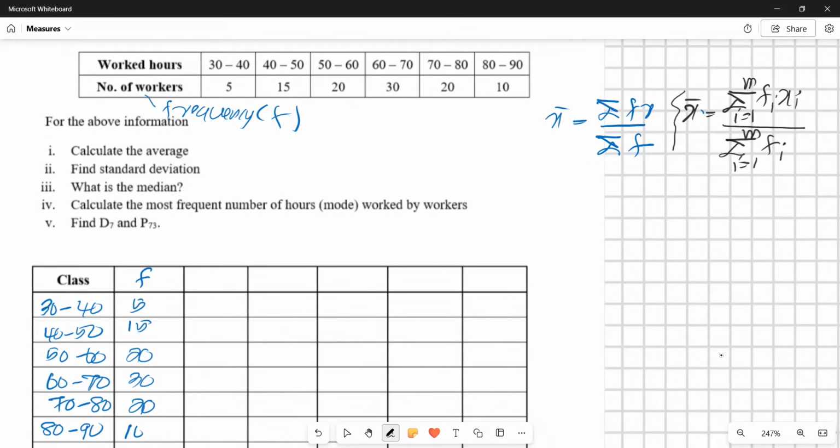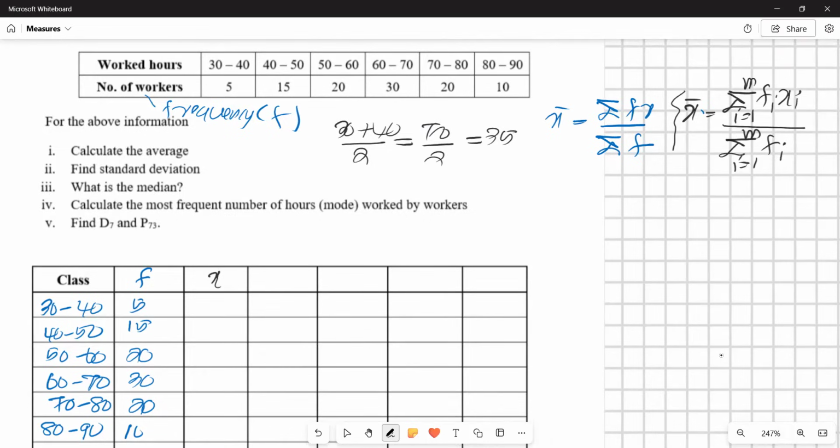So x will be the class center point. I put the x values here, right? For 30, 40, the average: 30 plus 40 divided by 2, that is 70 divided by 2, which is 35.